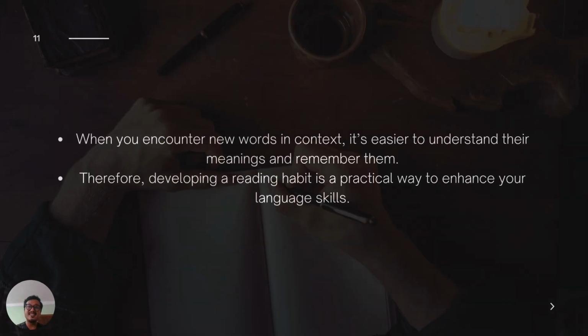Which option is the supporting sentence? Is it when you encounter new words in context, it's easier to understand their meanings and remember them, or therefore, developing a reading habit is a practical way to enhance your language skills? The correct answer is when you encounter new words in context, it's easier to understand their meanings and remember them.